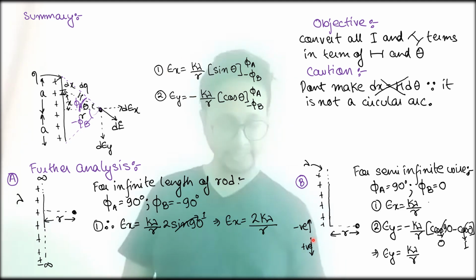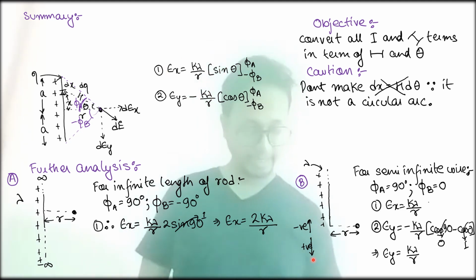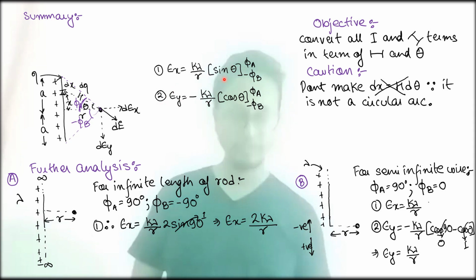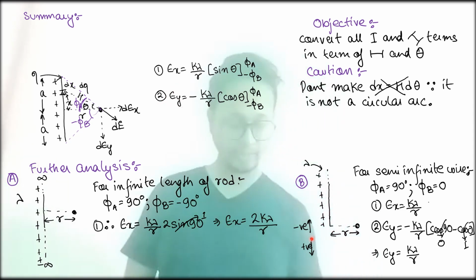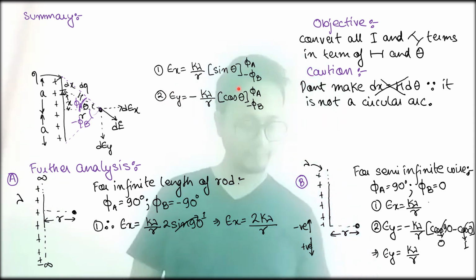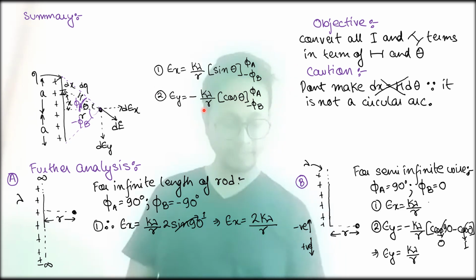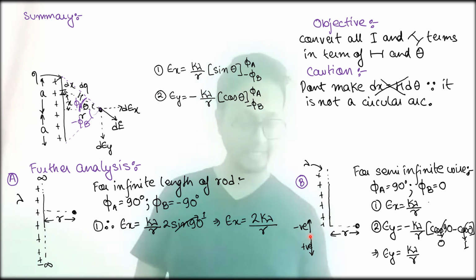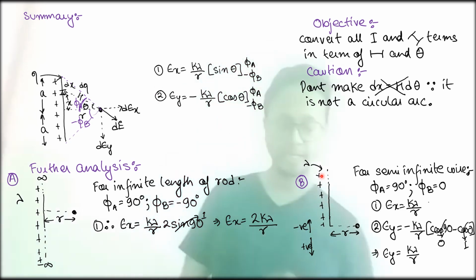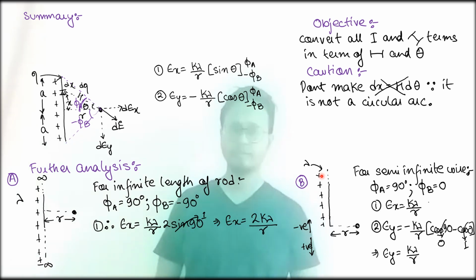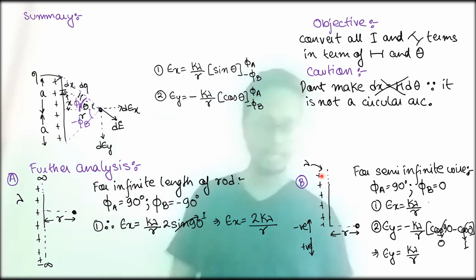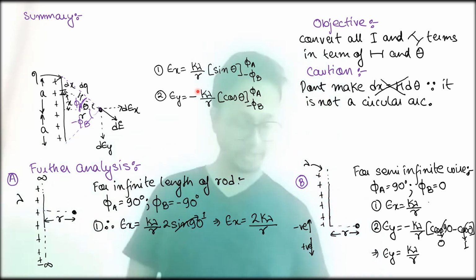This minus in Ey signifies the downward direction. See, if the total value of electric field in the y direction comes out as positive, that means it is in the downward direction. If the total value of electric field in the y direction comes out as negative, that means it is in the upward direction. Understood? Fair and simple. And those are only for positive charges.